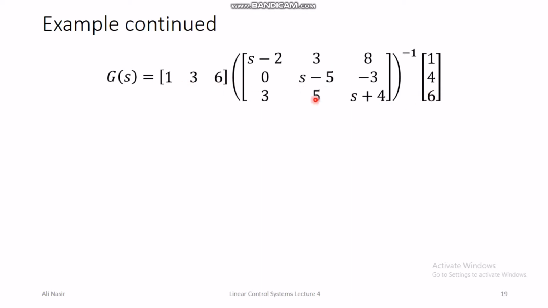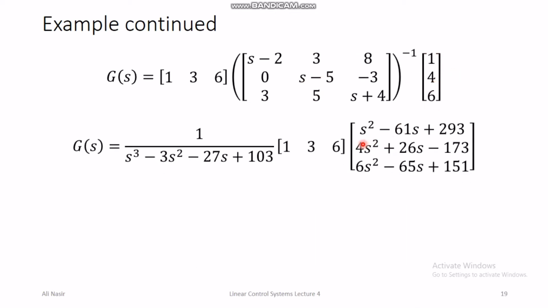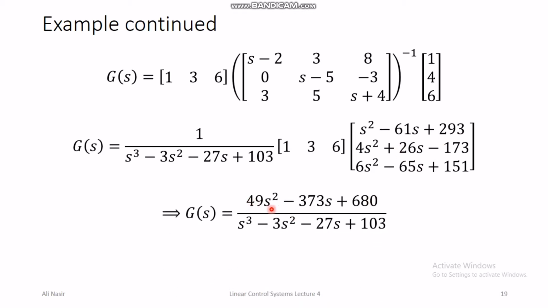We have multiplied the adjoint of this with the B matrix. This is the determinant, which is a scalar term, so it comes out, and this is the multiplication of the adjoint of this inverse by this. We finally multiply this row vector with this column vector, and then we get this 49s square minus 373s plus 680, and this denominator comes down as it is. So this is the final transfer function of the given state space model.